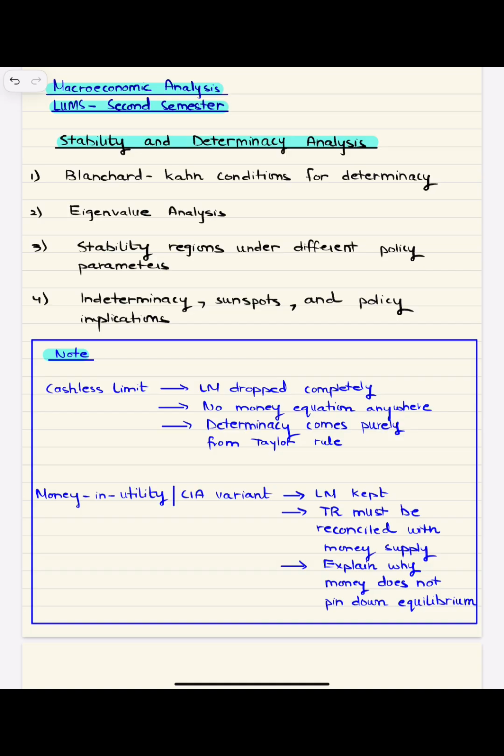Once you have found the matrix A, you have to see if the BK conditions apply, and for that you have to find the eigenvalues. If you have two jump variables, then you are looking for two eigenvalues that exceed 1. If you have one jump variable and one predetermined variable, then you're searching for only one eigenvalue which is unstable, and so on.